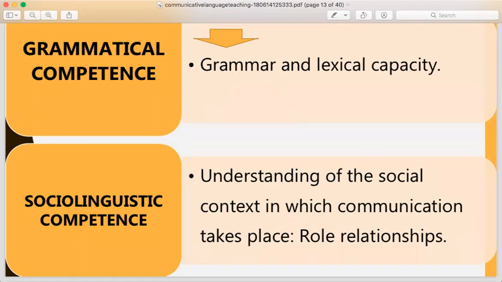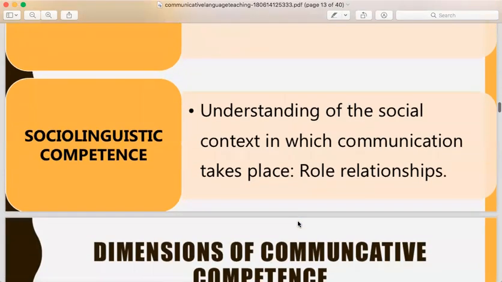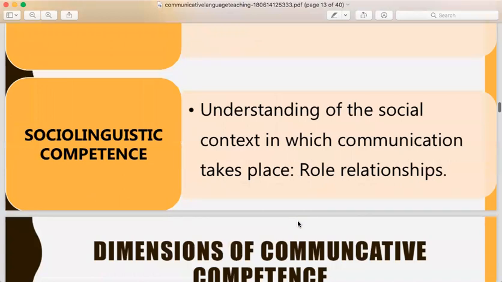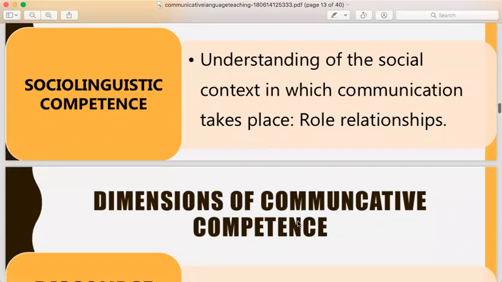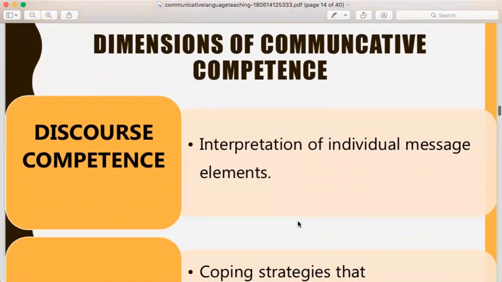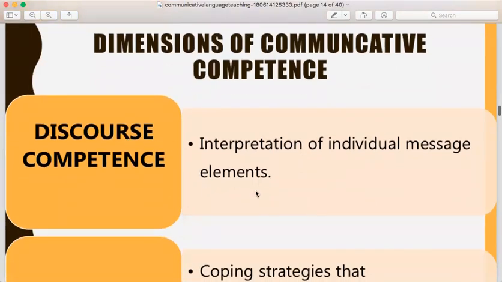Okay, and then once you know the structures, you know the patterns, and you're able to understand, then it goes to the sociolinguistic competence, using the language in society. You know your place, and you know people's place, and you know your role, and you know people's roles also, and you're able to talk in context. Other than that, in discourse competence, you are able to get the message and do the things.